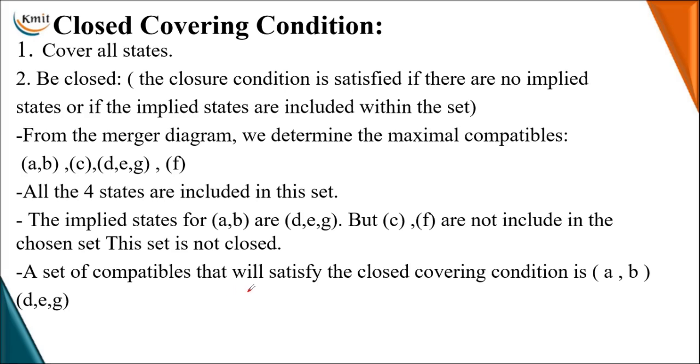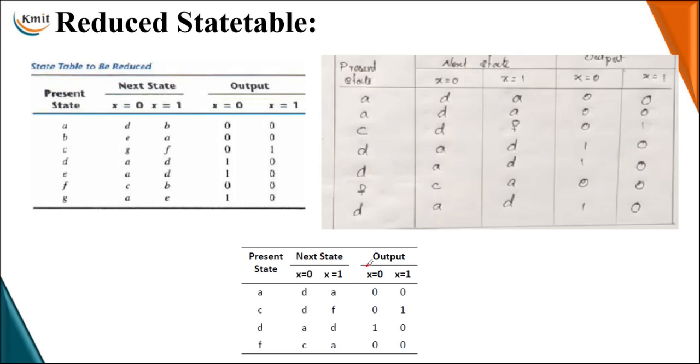Now for a set of compatibility, we have to satisfy the closed covering condition. So AB, DEG: either you can use A instead of B, and instead of DEG only one state is used. So I am going to use the D state along with the C state, and F is a unique state. So the states are C and F. Now we can reduce the number of states from 7 states to 4 states.